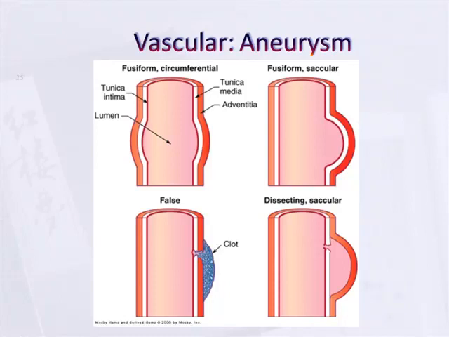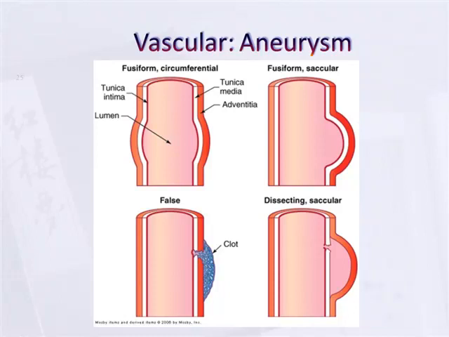Saccular is where just one part of the lumen is pouched out. So if you're looking at this marking pen, circumferential would mean that it's bulged out all the way around the artery, where a saccular might just be bulged out on one side. Okay, does that make sense?